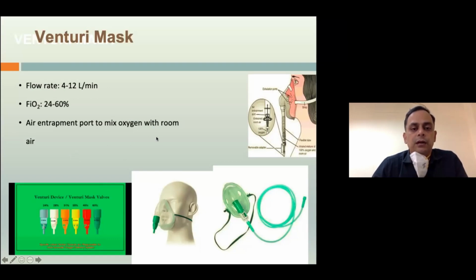This works on Bernoulli's theorem. The oxygen is passed through a narrow pipe, and then due to the high pressure which is generated, it entraps air from the environment, and the mixing of the entrapped air to the oxygen is fixed for each device. So the oxygen which is delivered to the patient is fixed. This is the only device where the oxygen delivery is not dependent upon the patient's effort. Rather, it is dependent upon the device which we are using.